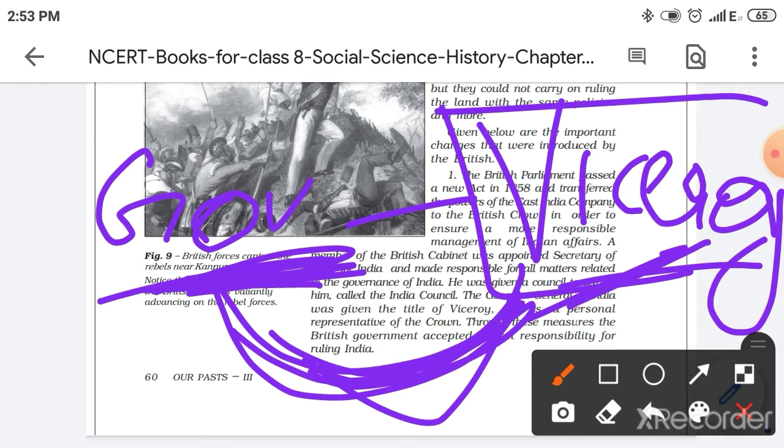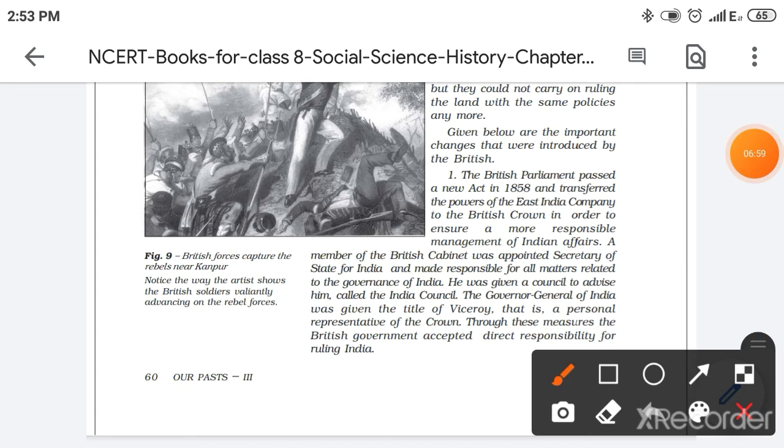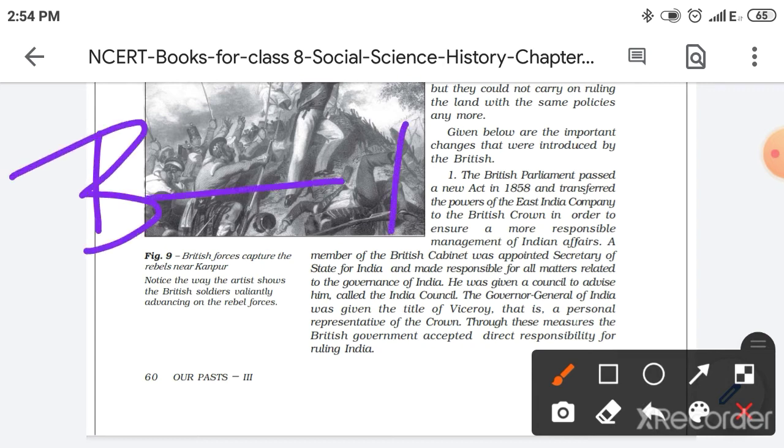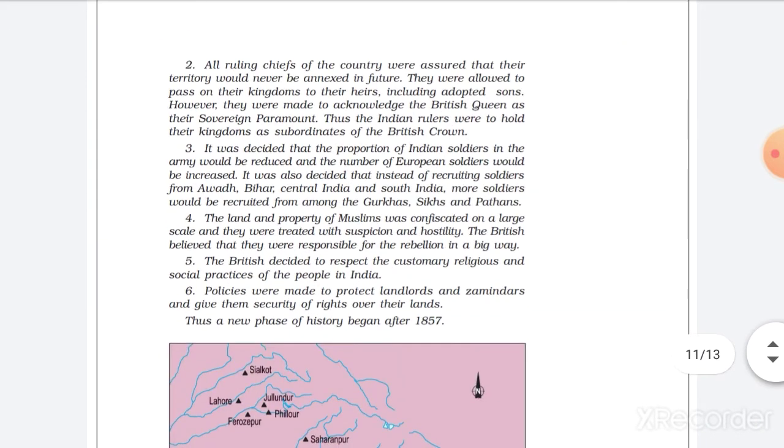All right, now coming to the last thing in the first point: the British government finally had direct rule over India after the 1857 revolt. So the first point we have covered. Now coming to the second point. In the second point, there are actually three things.